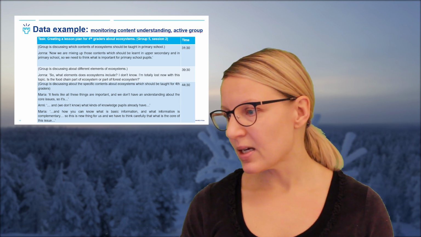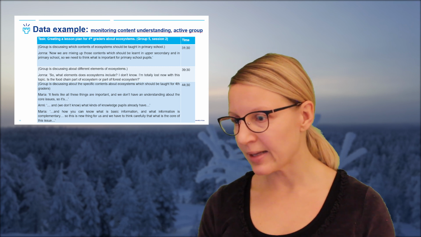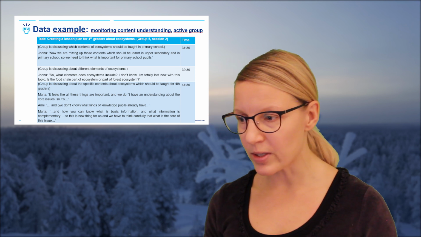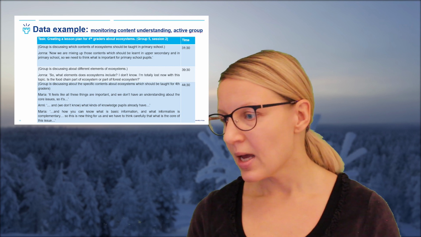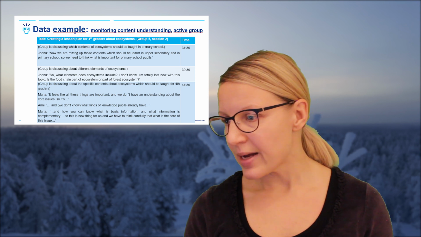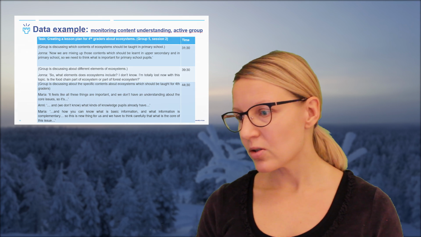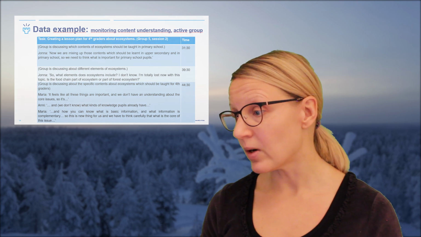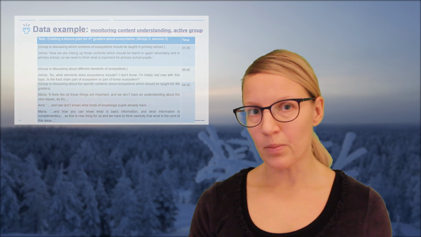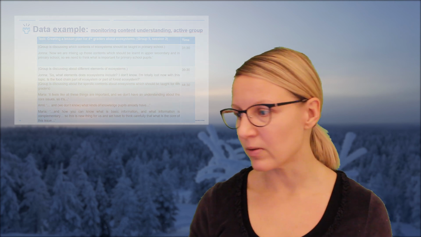Again, later on the group is discussing the specific content about ecosystems which should be taught to 4th graders. Maria is saying that it feels like all these things are important and we don't have an understanding about the core issue, and Anni is continuing, and we don't know what kind of knowledge pupils already have. And Maria continues, and how can you know what is basic information and what information is complementary. So this is a new thing for us, and we have to think carefully about what is the core of this issue. So they are constantly thinking about the content of the task and monitoring their own understanding or lack of understanding.